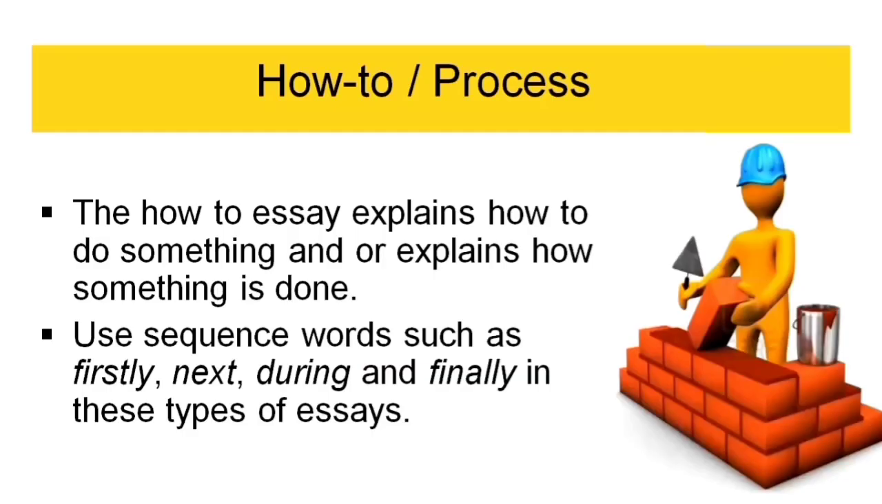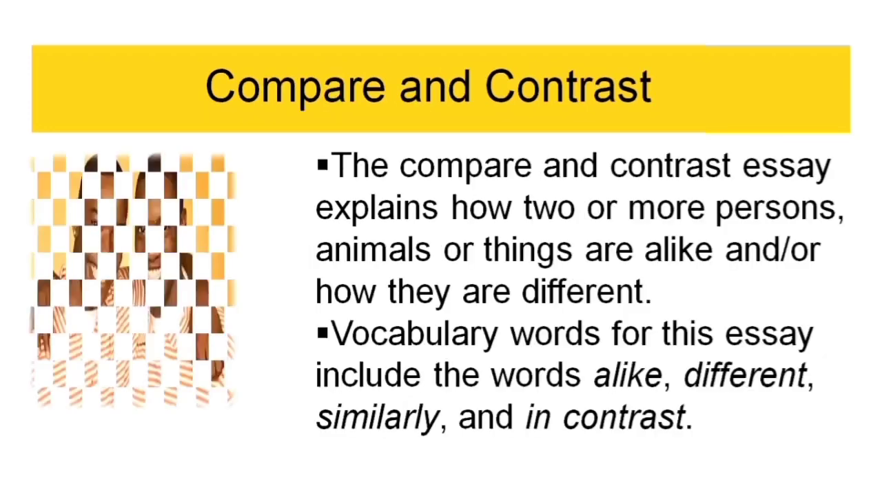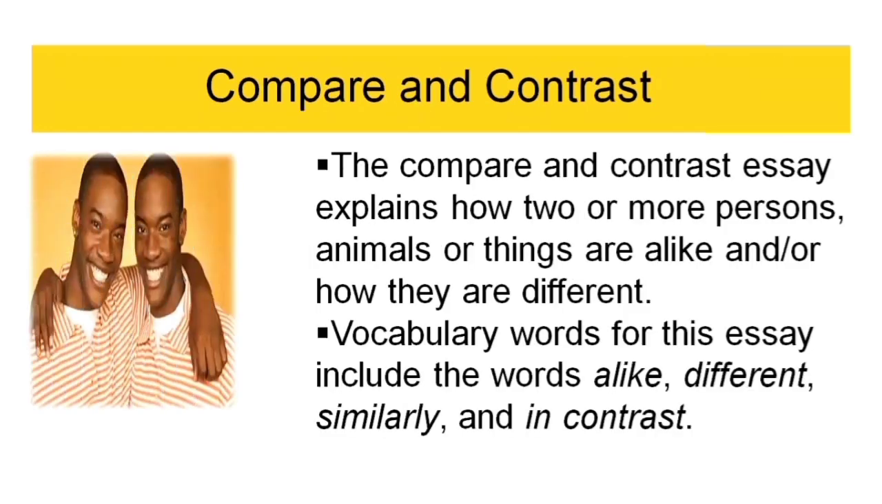The how to or process essay, it explains how something is done or explains how to do something. We use our transitional words, firstly, also, secondly, next, finally, in these essays. The compare and contrast essay explains how two or more things are alike and or how they are different. Some vocabulary words we would see for this essay are similarly, in contrast, also, alike, and different.